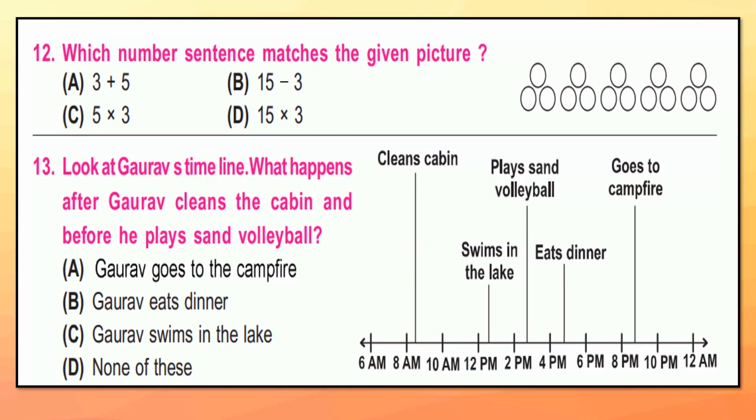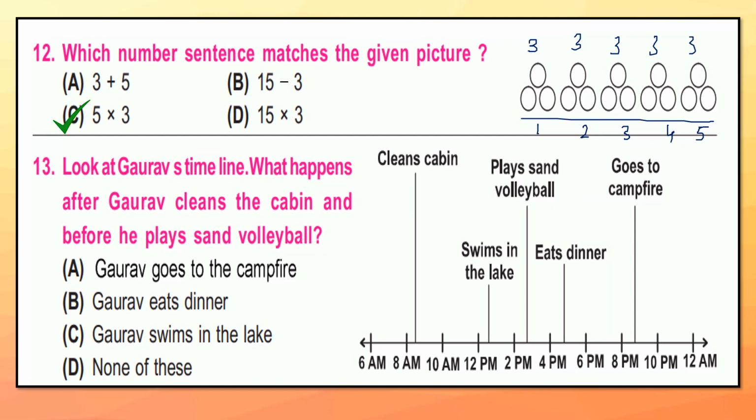Question number 12. Which number sentence matches the given picture? So this is the picture we have here, and there are 3 things in each group, and there are totally 1, 2, 3, 4, 5 groups, and in each group there are 3 circles. We have 5 groups and 3 circles in each of the groups. So the correct statement that matches the given picture is option C, 5 into 3. That is 15.